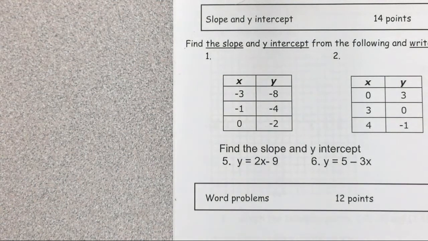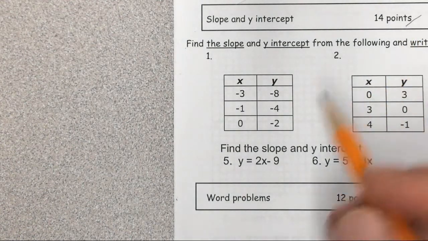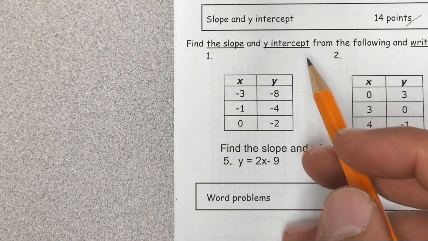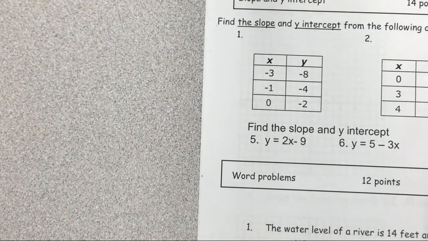On this test, finding the slope and the y-intercept will be 14 points on it. And what you're going to have to do is be given a table to locate the slope and the y-intercept, and then write both the slope and the y-intercept to use them to write the equation. So let's go ahead and get started by finding the y-intercept.